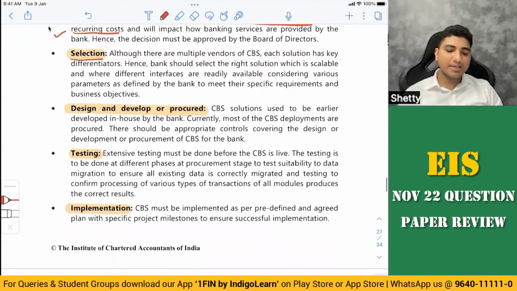And next, you have to decide whether you want to design and develop, or procure it. That is, do you want to hire software engineers and ask them to develop a software, or you want to approach a software company and say, hey, you already have a CBS software, give it to us. Okay, so you have to decide on that as well.